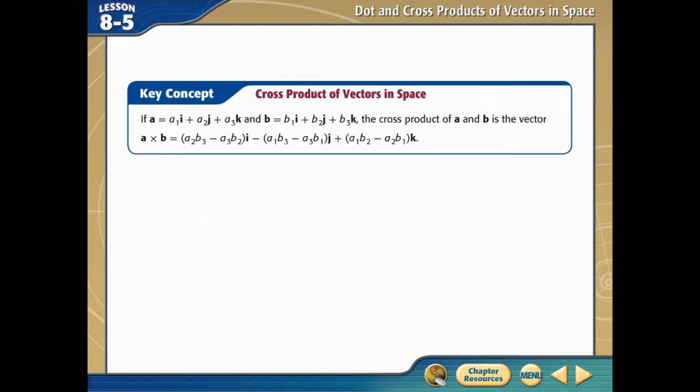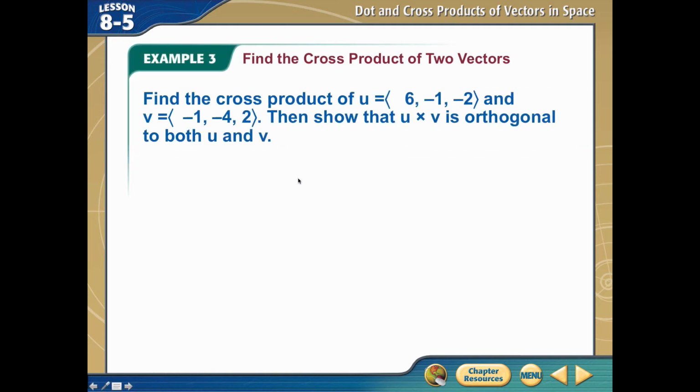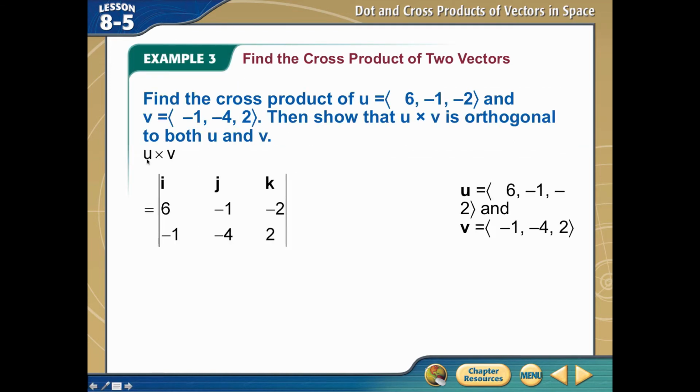Now, a cross product, this looks insane, doesn't it? All of this crazy stuff. So cross product is if you have vector A and B and you want to cross A with B. The good news is you can set this up in a matrix and it becomes really easy. So in this case, if it's U cross V, the first thing you do is you write ijk, and then you write the U vector, and then you write the V vector.